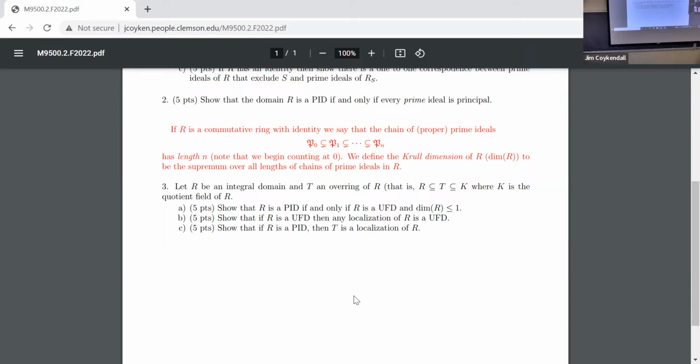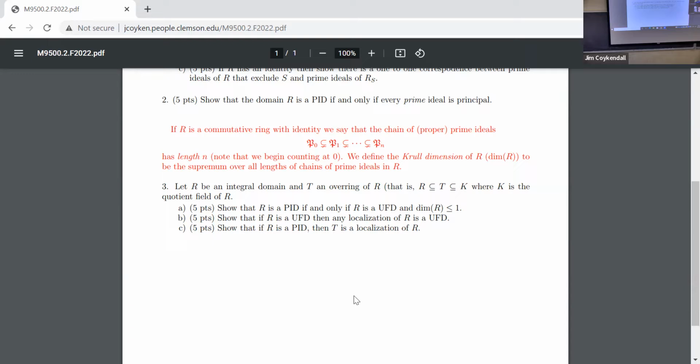Three. Let R be an integral domain. Show that R is a principal ideal domain if and only if R is a UFD and the Krull dimension of R is less than or equal to 1. Right? How many of you already knew from a previous algebra class that any PID is a UFD? That's an oldie but a goodie, right? Well, this is the one that ties up the converse. What do you need plus UFD to get PID? You need precisely that condition. You can only stack your prime ideals so high.